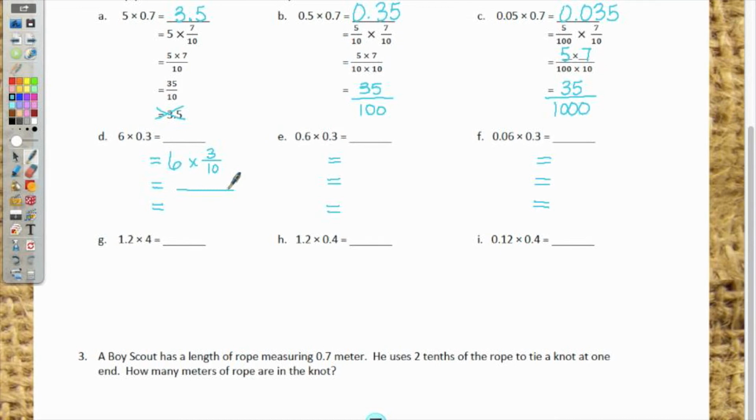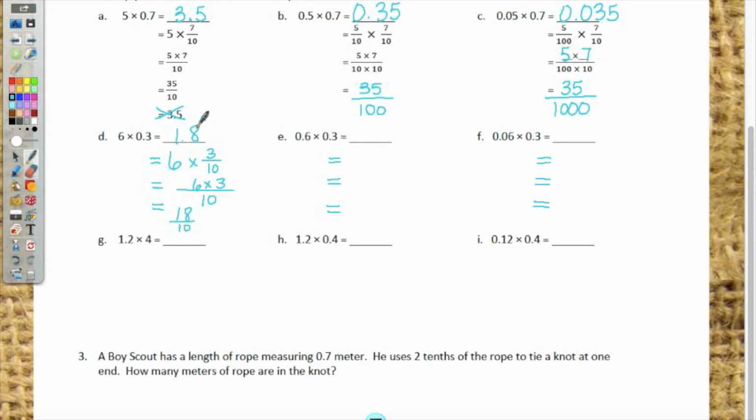Okay, second line. Add, what do I do? 6 and 3. Yep, put the 10 under there. I don't need to write 10 times 1, but I can if I want. Okay, so this is 18 tenths. Jair, how do I write that in standard form? 1.8. Very good.